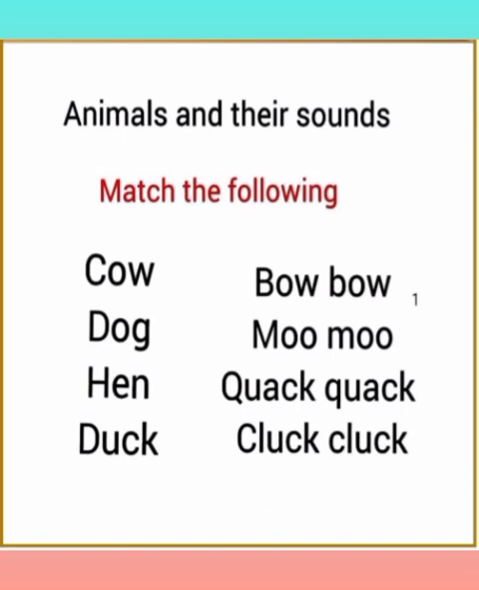We identified the sounds of animals and birds. Let's match the following. We know the sound of a cow is moo moo. Dog sound is bow bow. Hen sound is cluck cluck. And duck sound is quack quack.